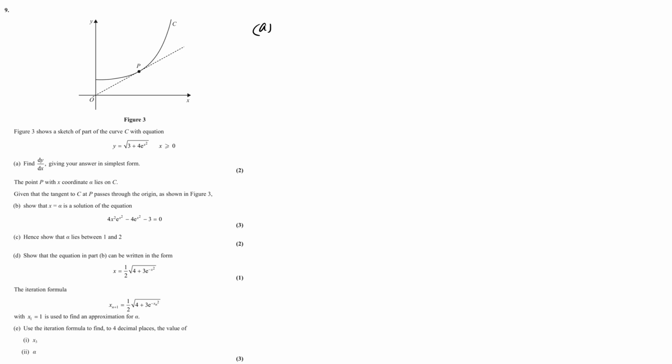Okay, so question 9. That's what we got. Differentiate it. So y equals (3 plus 4e to the x squared) to the power of half, so just changing the square root there to the power of half. So dy by dx is equal to a half, that'll stay the same, so that is 3 plus 4e to the x squared.